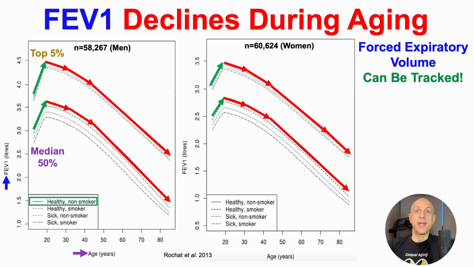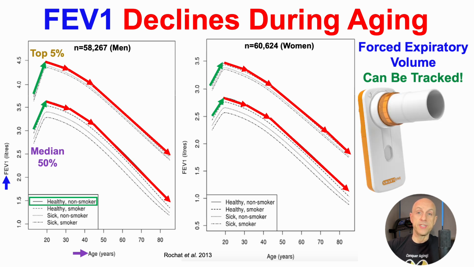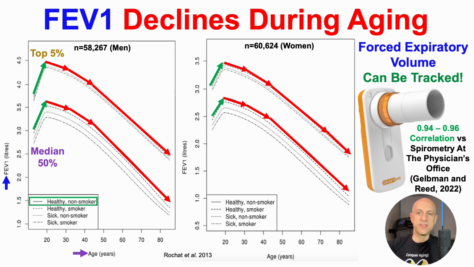But the good news is that it can be tracked, by using things that we can easily purchase for relatively cheap, which is a spirometer as shown here. And I've chosen to focus on this model because I wanted to identify spirometers that have been compared against spirometry at the physician's office. In other words, we don't have to go to the doctor to see what our lung function is. Now, in this study, and the link for this paper and all of the other papers will be in the video's description, this spirometer had a 0.94 to 0.96 correlation with the FEV1 that was performed via spirometry at the doctor's office.